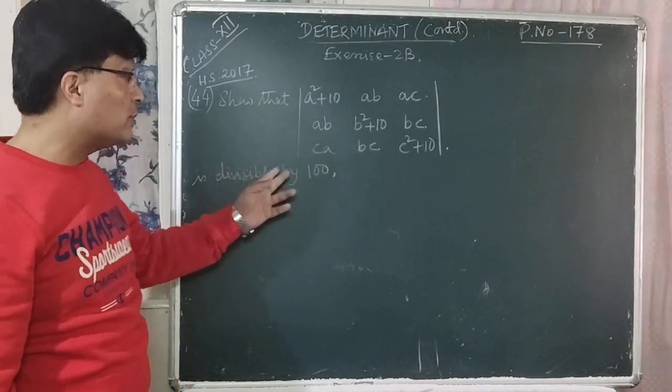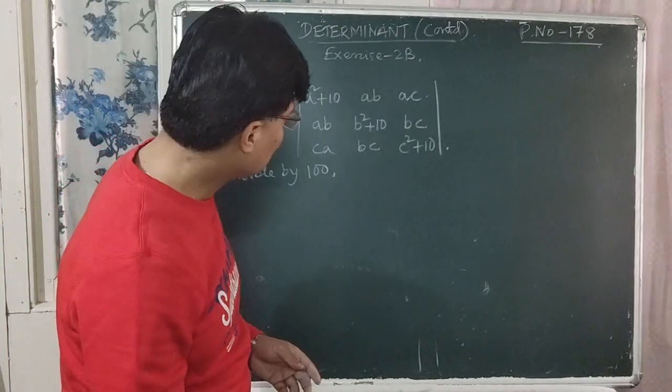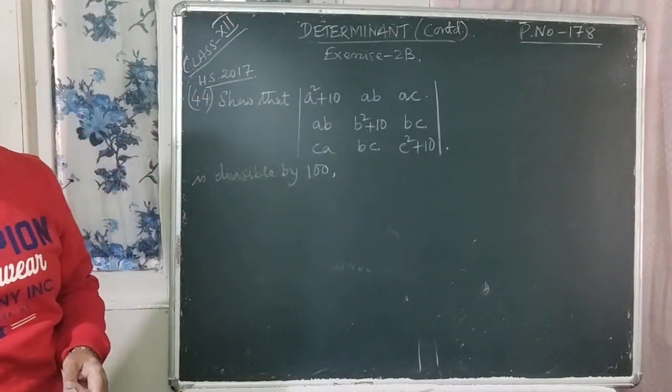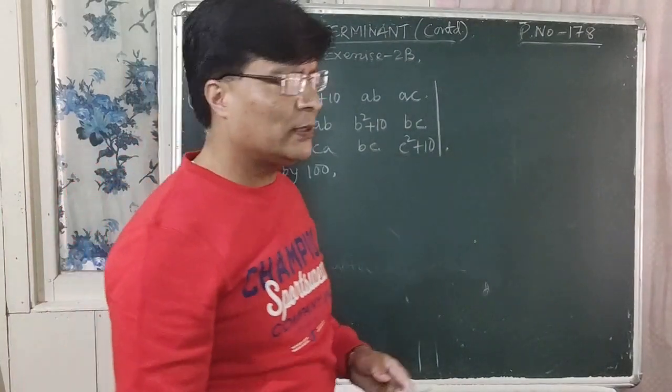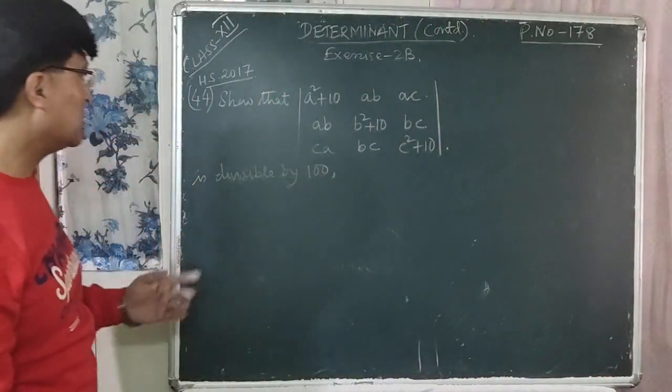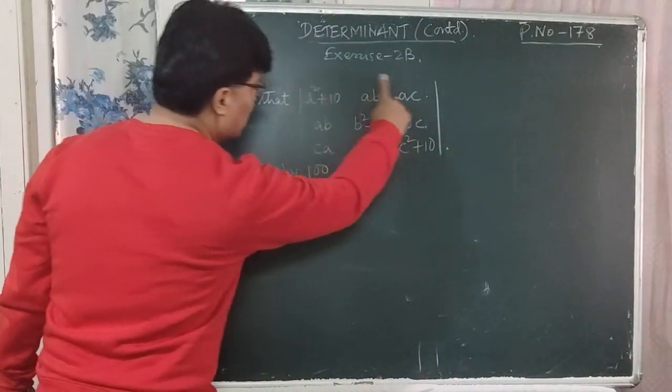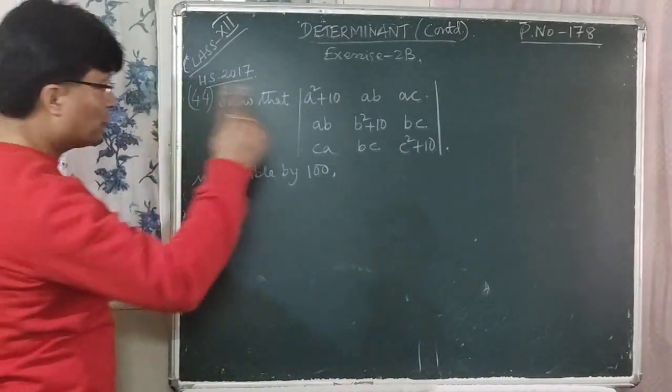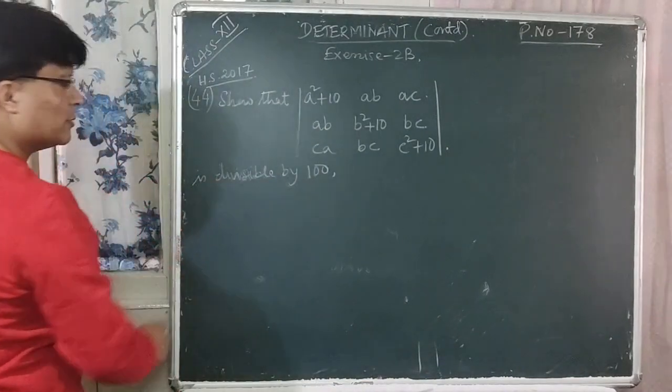So that this third order determinant is always divisible by 100. That means you have to simplify this determinant first, okay, and one of the factors should be 100. So let us simplify it first. So this is the given determinant. You have to prove that this given determinant is divisible by 100.